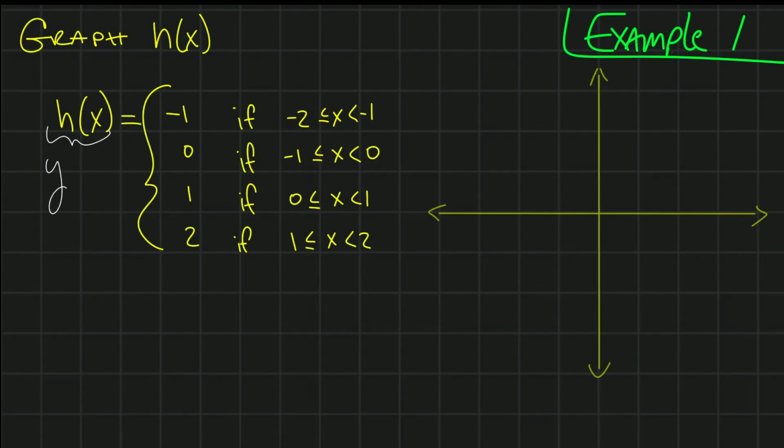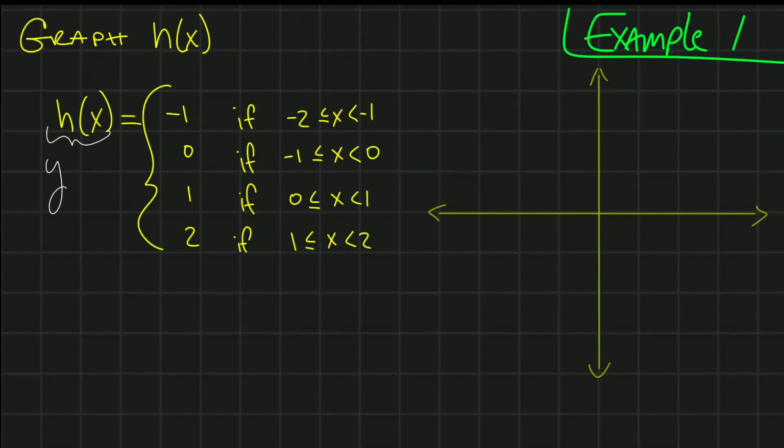If x is greater than or equal to -1 and also less than 0, then our y value is going to be equal to 0. If x is less than 1 and x is also greater than or equal to 0, then our y value is going to be equal to 1. If x is less than 2 and x is also greater than or equal to 1, then our y value will be equal to 2. So let's go ahead and graph all of that.